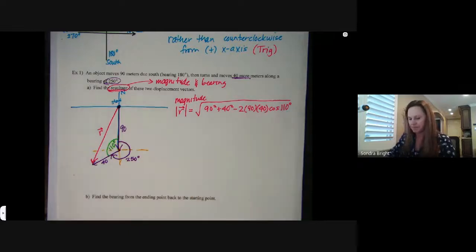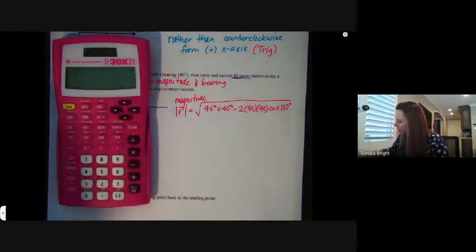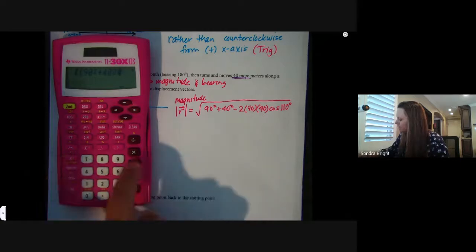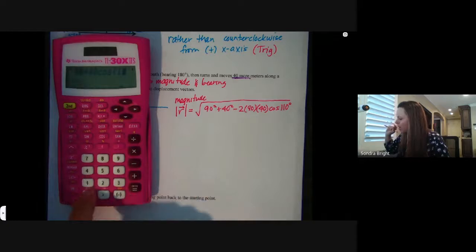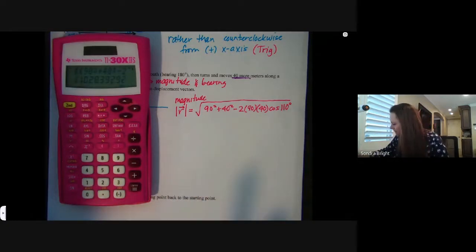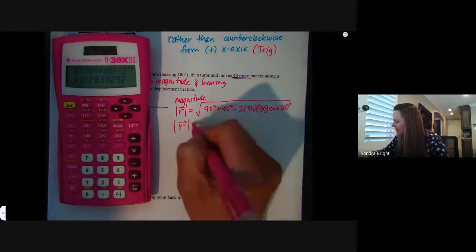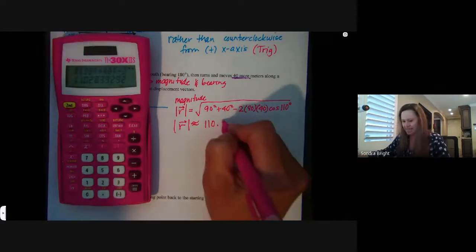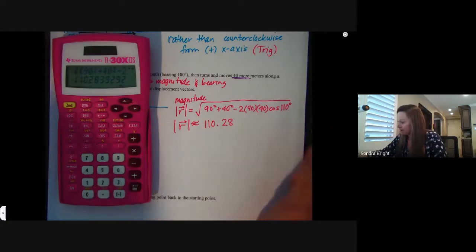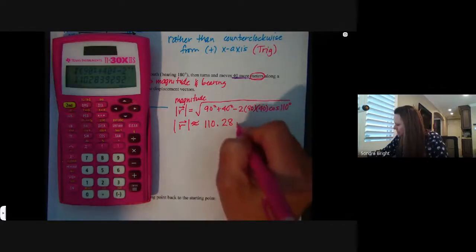All right, so let's put that in. We got the square root of 90 squared plus 40 squared minus 2 times 90 times 40 times the cosine of 110. This magnitude of the resultant vector is about 110.283. I'm going to say 110.28. They gave me units, so I'm going to say meters since it's an application problem.